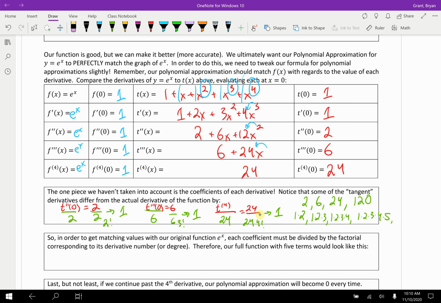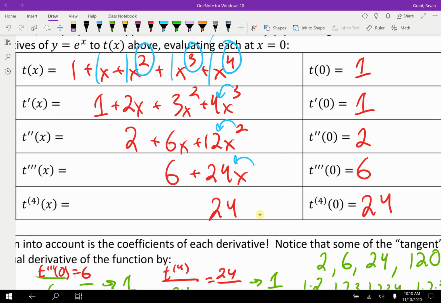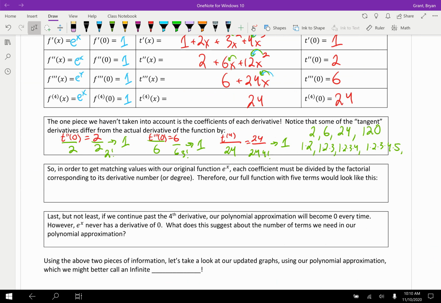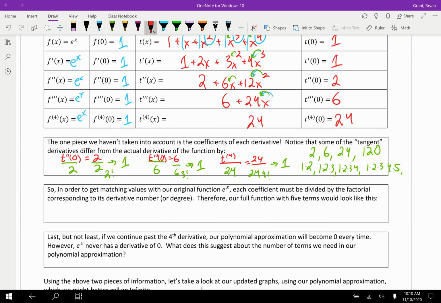Well, I actually already showed you, right? If you look at that power rule, first we multiply by 4, then by 3, then by 2, then by 1. 3, then 2, then 1, and so on and so forth. So we're off by a factor of a factorial every single time. So how could we make our tangent function better? Well, let's introduce some factorials.